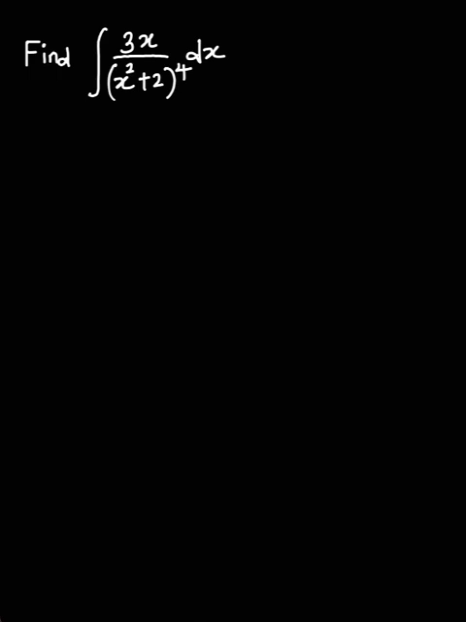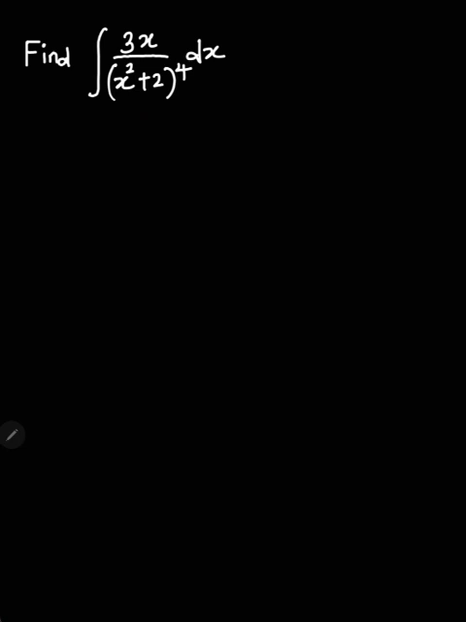Okay, so let's start. We are given this integral that looks complicated, but it's very easy. So what are we supposed to do here? What I'm going to use here is integration by substitution. So what do I mean? You can see that what we have inside here is x squared plus 2 to the power 4, right?